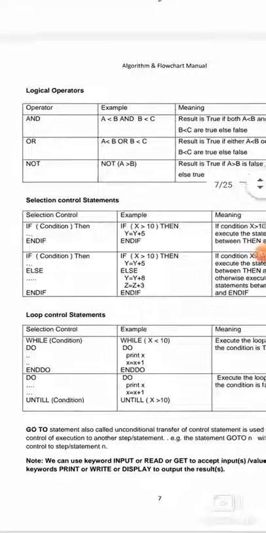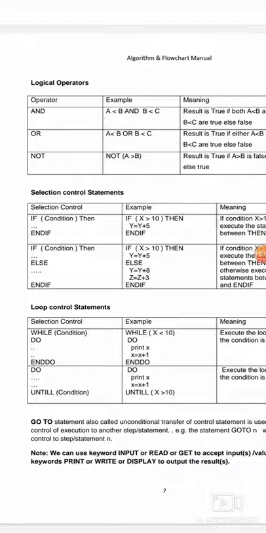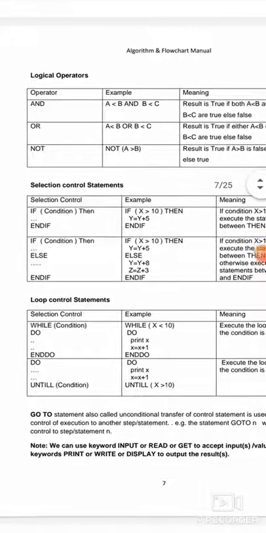Okay, then moving to selection control statements. First of all, if, we call it the if condition. If x greater than 10, whenever that is true, then only this is possible: y is equals to y plus 5. If the first condition is not true, let us say x greater than 10 is not true, then you cannot execute y is equals to y plus 5.